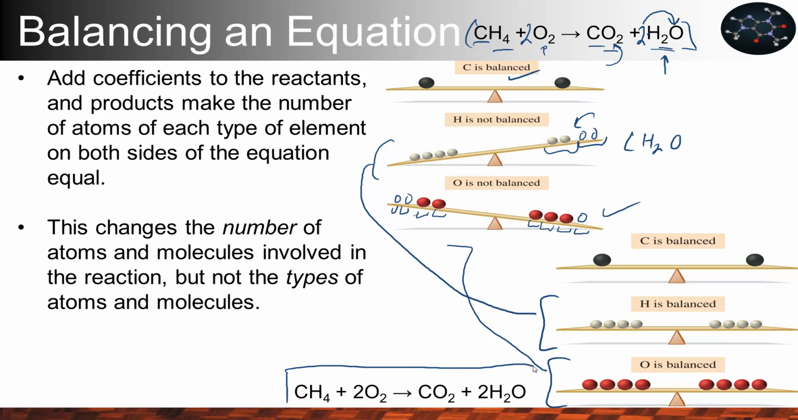This is what we refer to as the balanced chemical equation. We change the number of them that are reacting. And this says that there's 1 methane molecule needs 2 oxygen molecules to react. When they do, they're going to form 1 molecule of carbon dioxide and 2 molecules of water vapor.